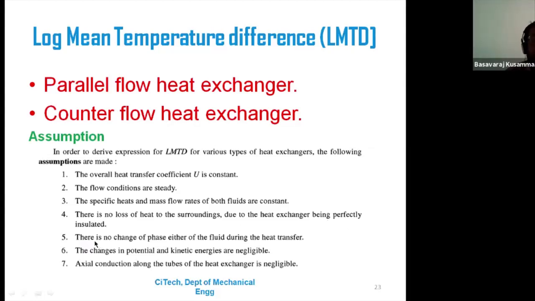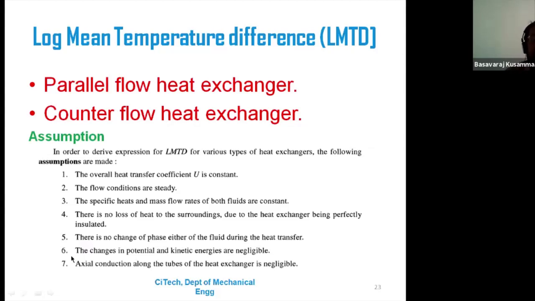And the fifth is that there is no change of phase of either fluid during the heat transfer. That means no change of phase, liquid to vapor or vapor to liquid. Due to the temperature, you may think there will be a change of phase from liquid to vapor. But the assumption states that there is no change of phase of the liquid in the heat exchanger.